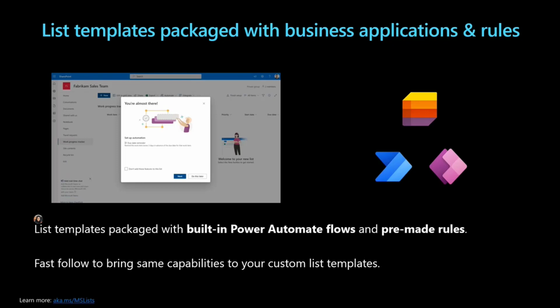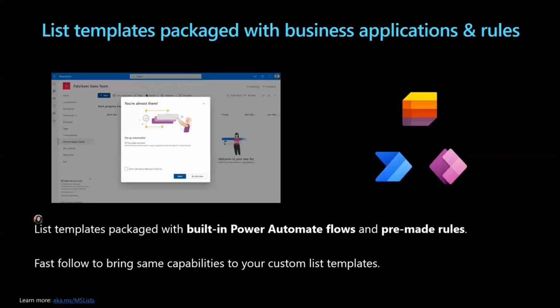Right now, for our initial rollout, we are going to have the work progress tracker, the recruitment tracker, and the content scheduler being the ones that will come packaged. But in the future, we'll have more out-of-the-box list templates that will get packaged flows, and we'll also support the ability to package flows and apps as part of your custom list templates.